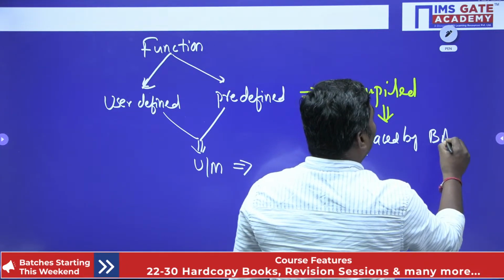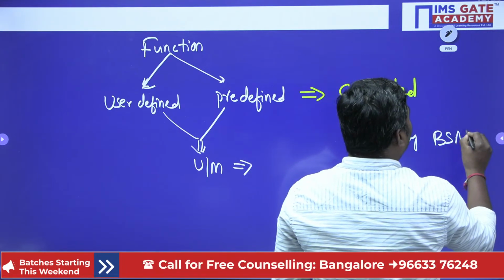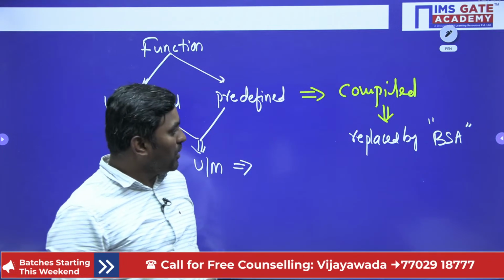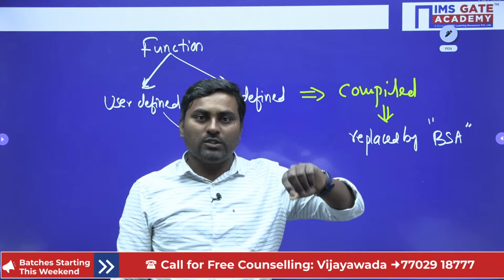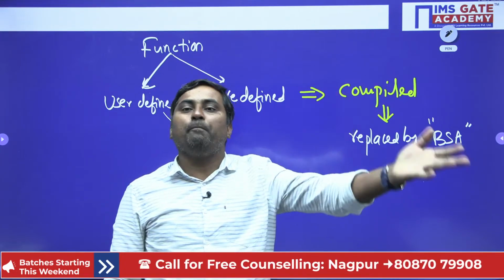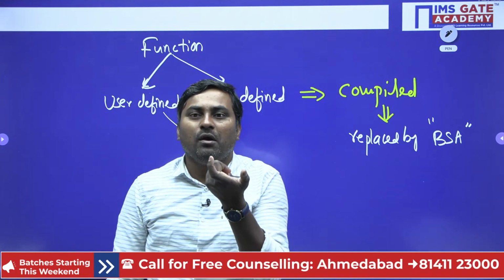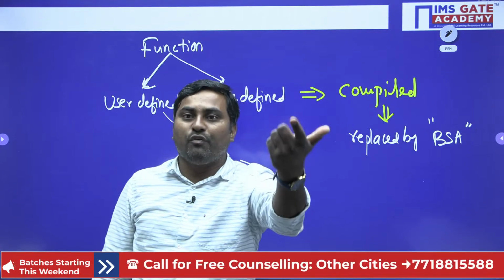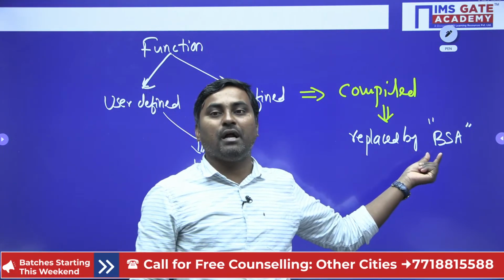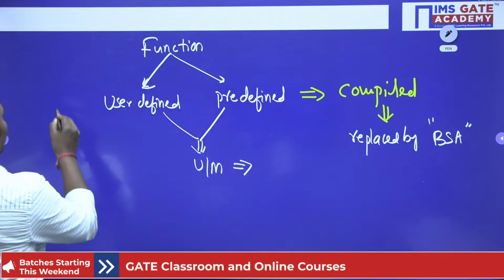branch save address, with some arguments. Please observe. Are you getting my point? User defined and predefined functions, when compiled, because it is a function, the function address is also required, since where you define it we don't know. So at the end of compilation they are replaced by branch save address, BSA, with some arguments. This is an important line, I can mark it.